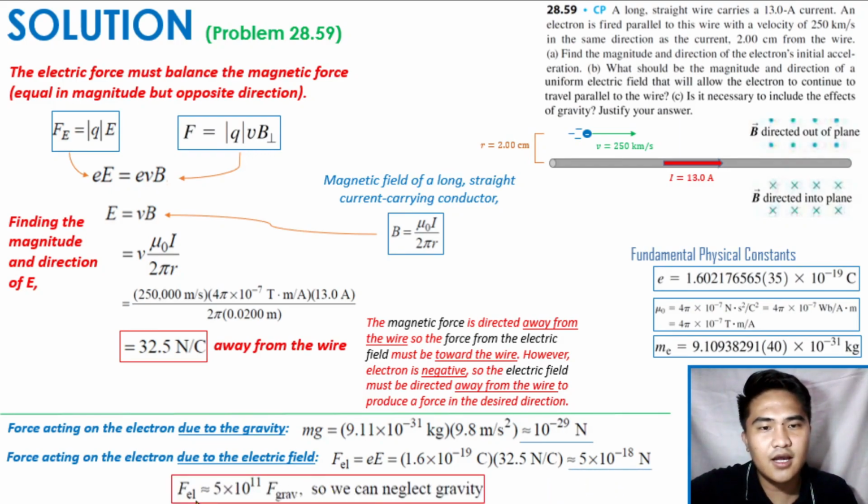We can see that the electric force is approximately 5 times 10 to the 11 of the force due to gravity. So we can neglect gravity.